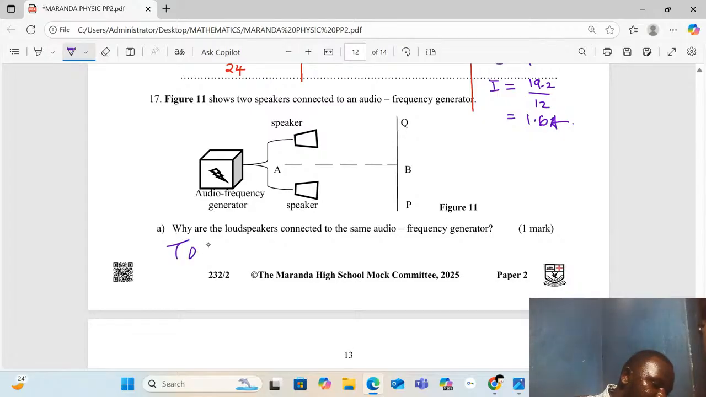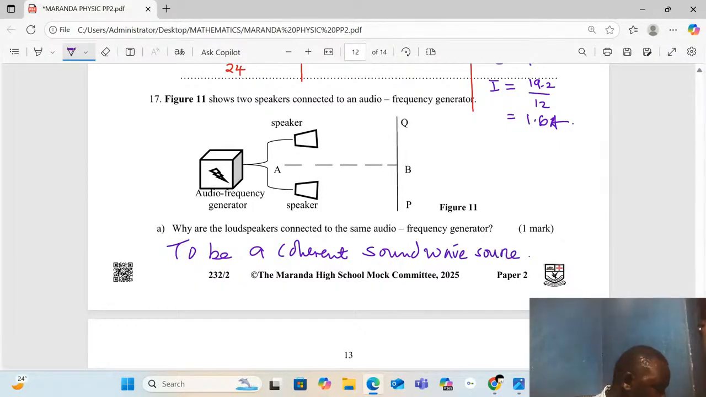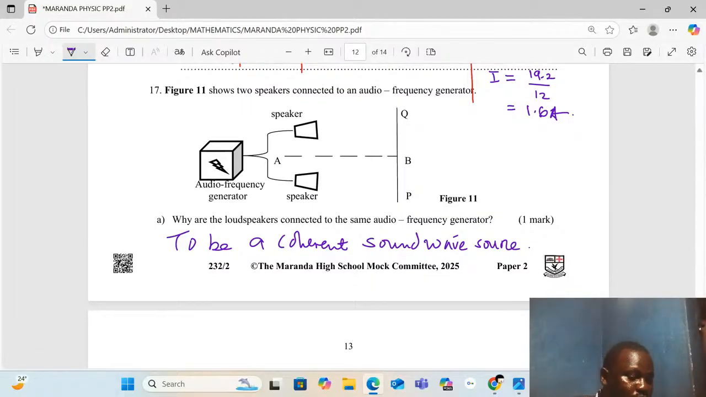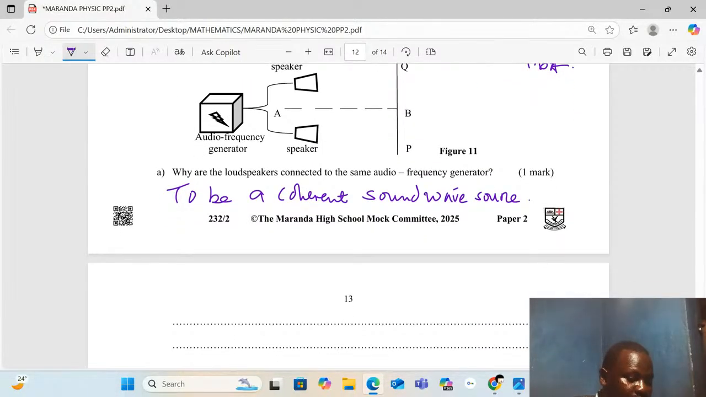So it is going to be a coherent sound wave source. Because they are from the same frequency, that is what it will actually be: a source of coherent sound.